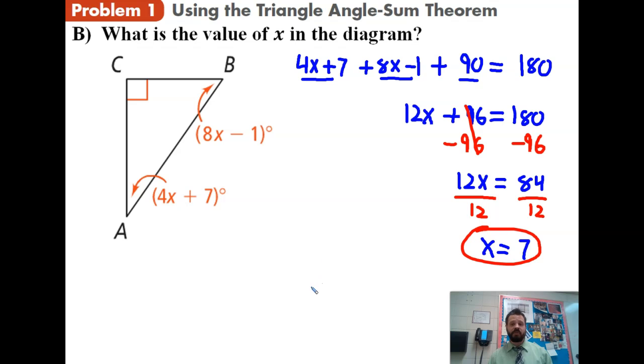All right, so there's an example of using our triangle angle sum theorem to solve a problem involving some algebra. Again, the key for that is we know that all 3 angles of a triangle add to 180, so I can add all those expressions up and set them equal to 180.